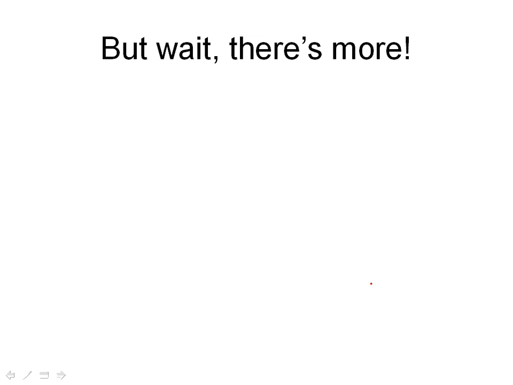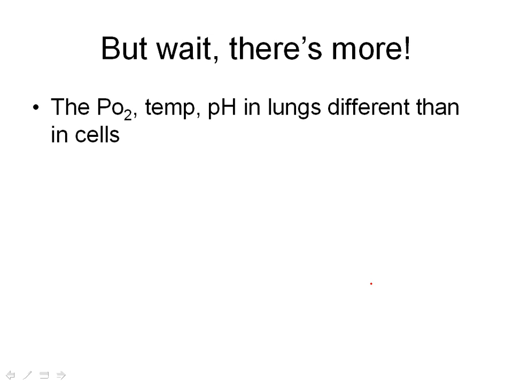So acidosis, alkalosis, that whole equation shifting depending on whether you're breathing too fast or too little. And then there's one last thing I want to show you that's kind of cool. The pressure of oxygen, the temperature, and the pH are different at your lungs than at your cells. We know there's more oxygen at your lungs than the cells. It turns out the pH is higher at your lungs. It's more acidic at your cells.